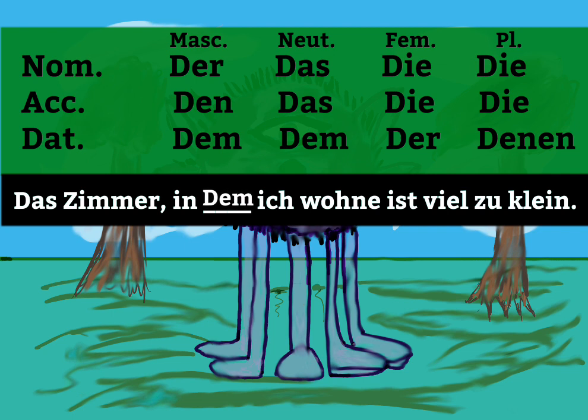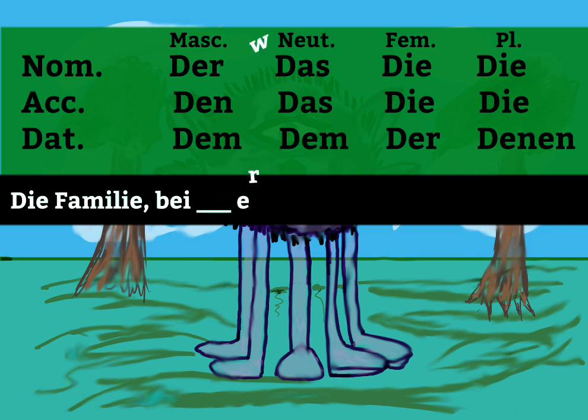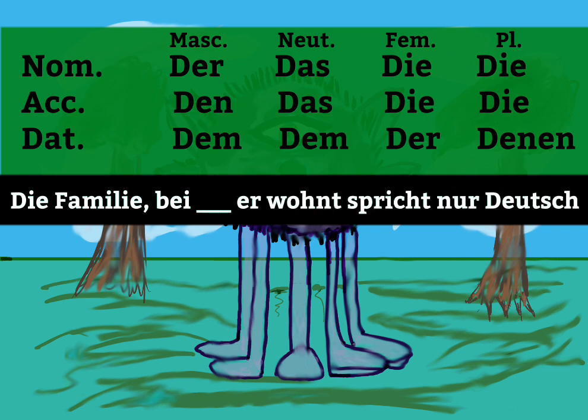For the second example, die Familie bei blank wohnt spricht nur Deutsch. So I want to say the family with whom he lives only speaks German. That word bei is a dative preposition. So you would look at the die Familie and the relative pronoun would be in the dative case. So it would be die Familie bei der wohnt spricht nur Deutsch. So I'm going to go ahead and put up a couple of exercises and see how well you can do.